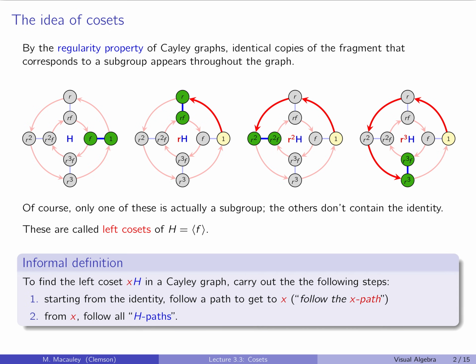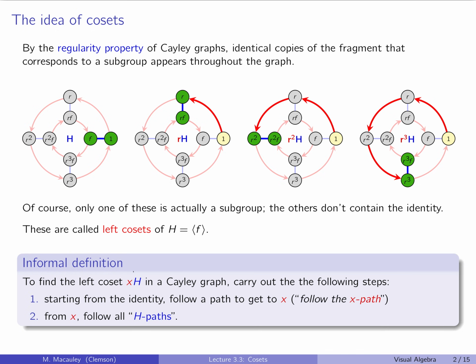Here's an informal definition. The formal definition will come up next. To find the left coset XH in a Cayley graph, where X is an element and H is a subgroup, carry out the following steps. First, starting from the identity node, follow a path to get to X. I like to say follow the X path, or you can just start at node X. And then, from X, follow all H paths. Let me explain what I mean by that.